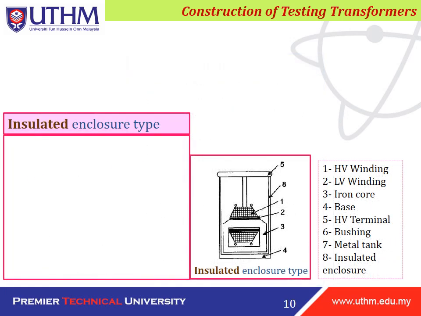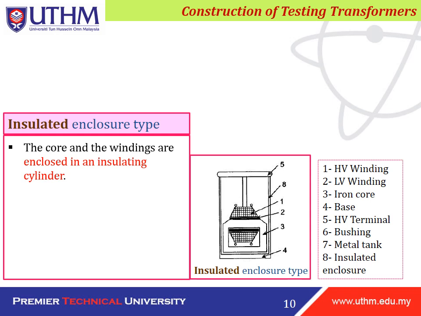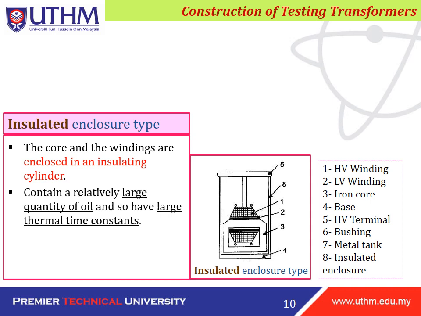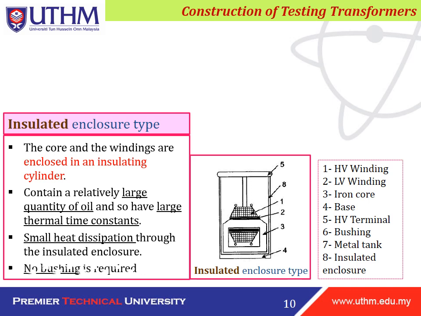Insulated enclosure type: the core and the winding are enclosed in an insulating cylinder, so it contains a relatively large quantity of oil and so has a large thermal time constant. Where is the large quantity of oil? Here, from this to this and to this. And then small heat dissipation through the insulated enclosure, and finally no bushing is required.